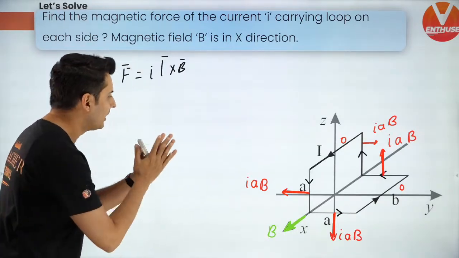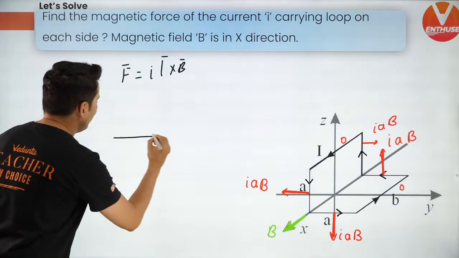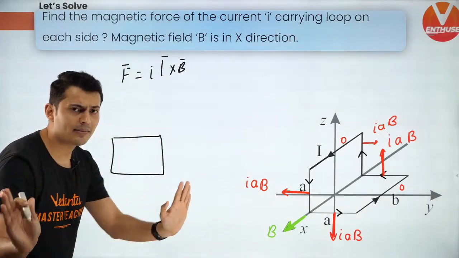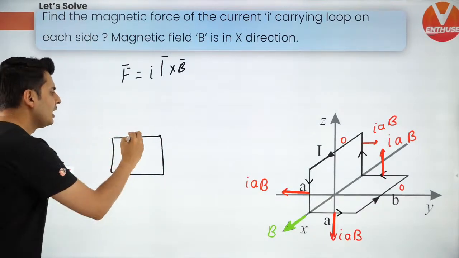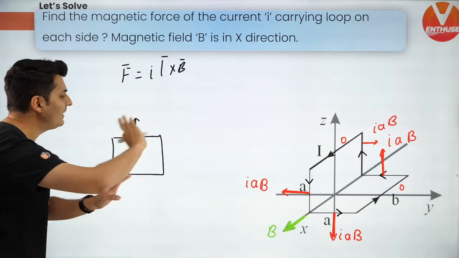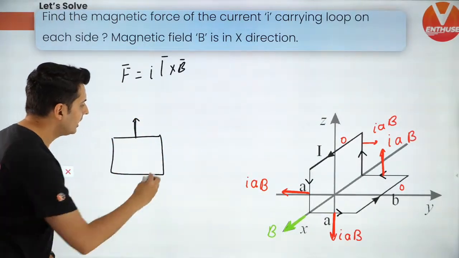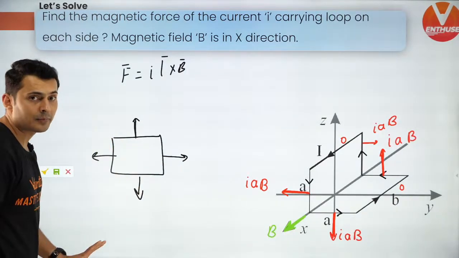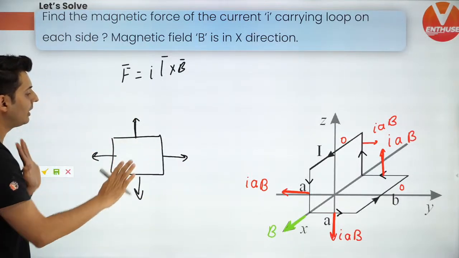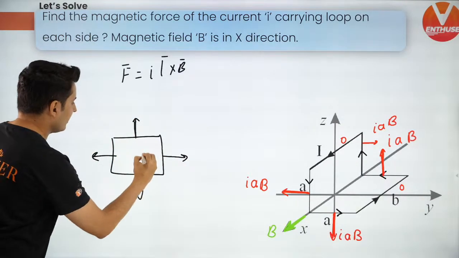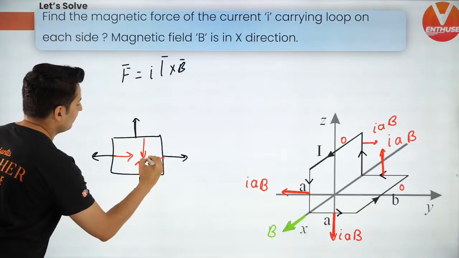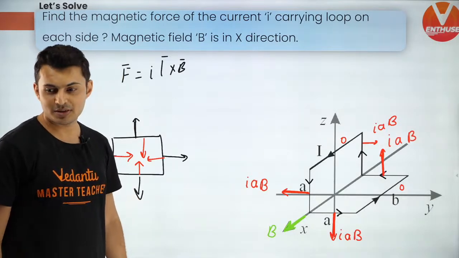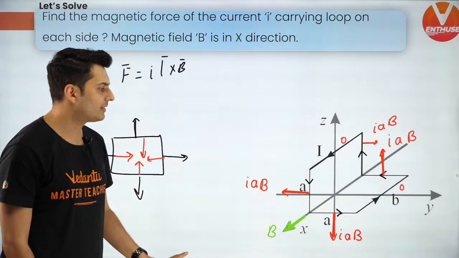Now, remember, whenever you have a loop and there is a uniform magnetic field, if you find the direction of force on any one side, then all others automatically come outwards or inwards. If one is outwards, all others will be outwards. If one is inwards, all others will be automatically inwards in a uniform field. Remember that and it will help you solve the problems.